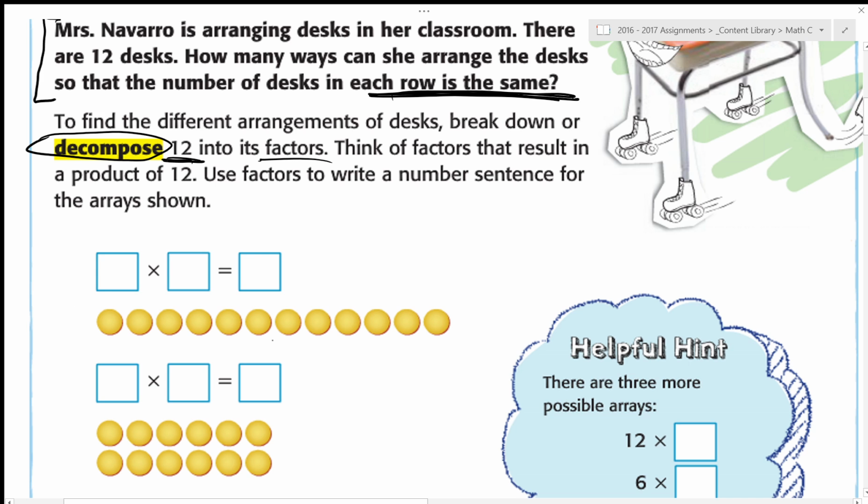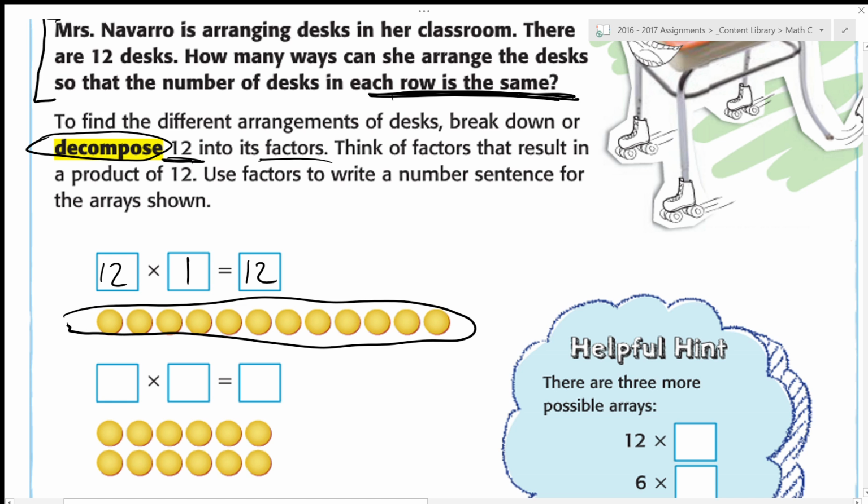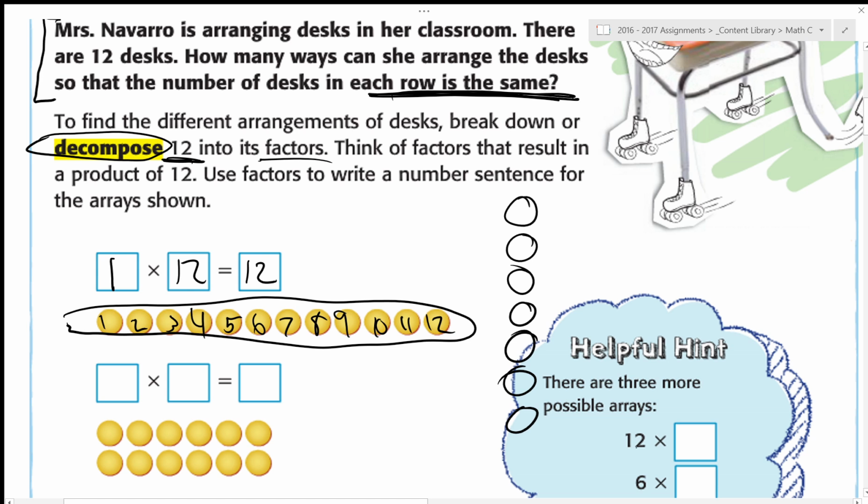This is one row of desks with 12 desks. Sorry, I did that backwards. One row of 12 desks equals 12. And so as you can see, 1, 2, 3, 4, 5, 6, 7, 8, 9, 10, 11, 12. So if we turned this sideways and just did 12 desks in one long column, or 12 rows, then that would be 12 rows of one desk. And I'm looking over here at this helpful hint. I'm going to do that for each one.